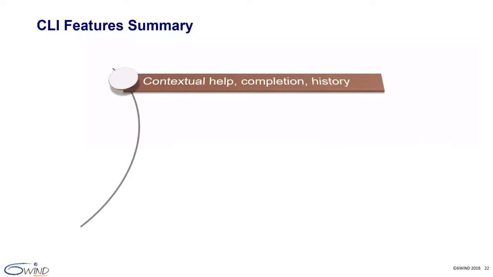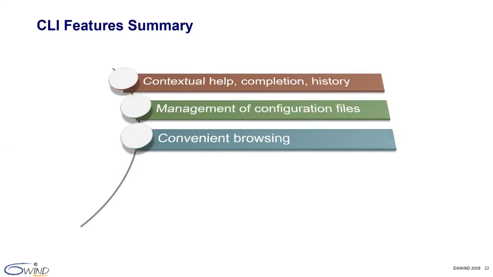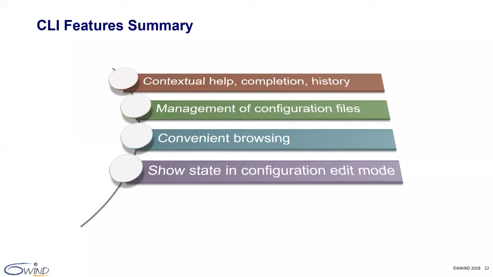Let's summarize the CLI features we have just reviewed. The CLI provides standard features like contextual help, completion, and history. It allows to manage configuration files, including start, running, and inactive configurations that can be imported and exported. Browsing is convenient. Users navigate through configuration context as they would browse a file system. Relative and absolute path can be used, which is very intuitive. System state can be retrieved from anywhere so that the user can easily compare and copy-paste state information while editing a configuration.